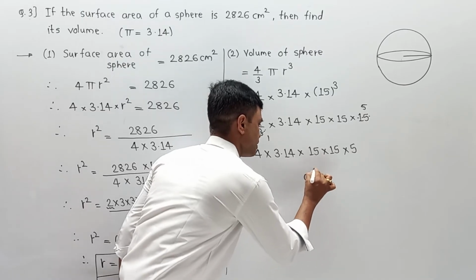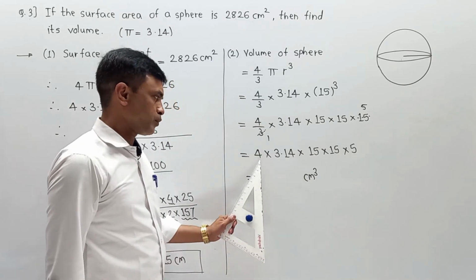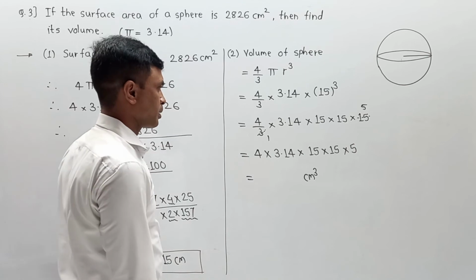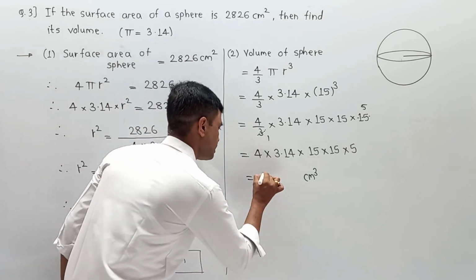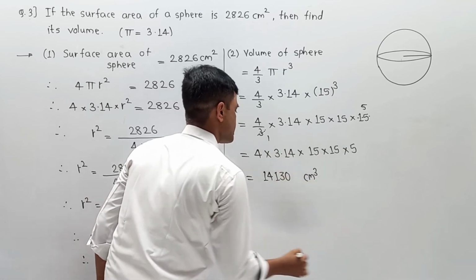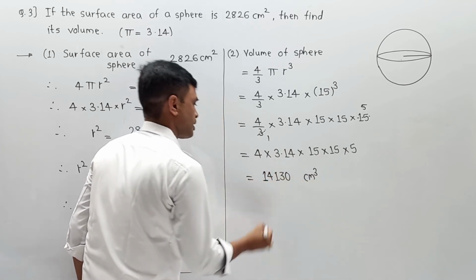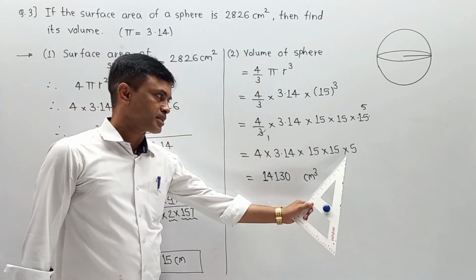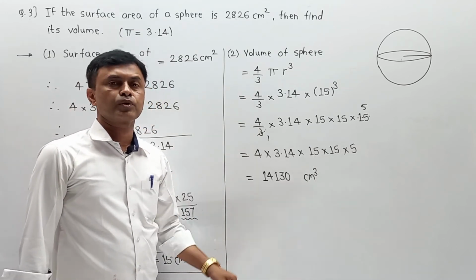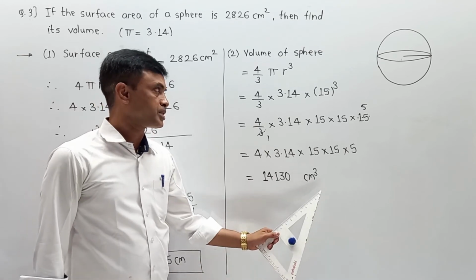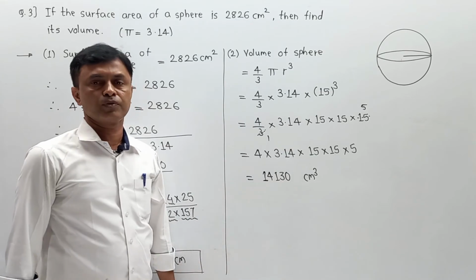means cubic centimeter, and the product of 4 into 3.14 into 15 into 15 into 5 becomes 14,113 cubic centimeter. And in this way, we can complete the part. Student, I have written this calculation product directly, but you have to practice it. That answer is 14,113 cubic centimeter, and that is nothing but the volume of the sphere.